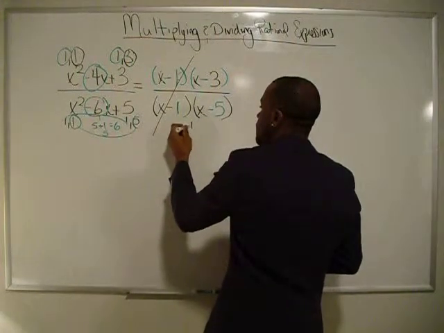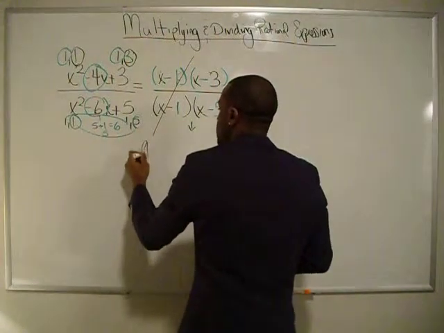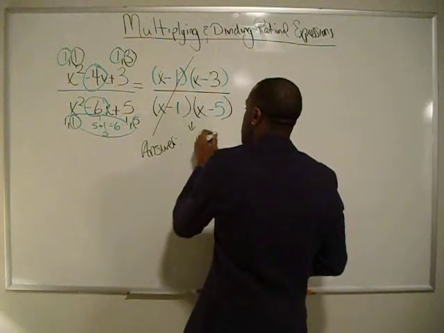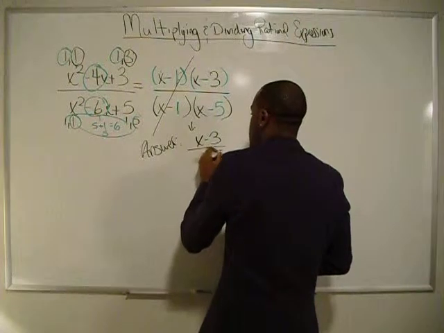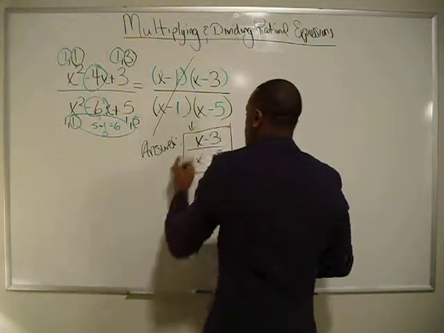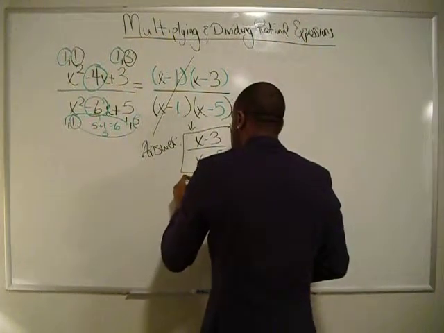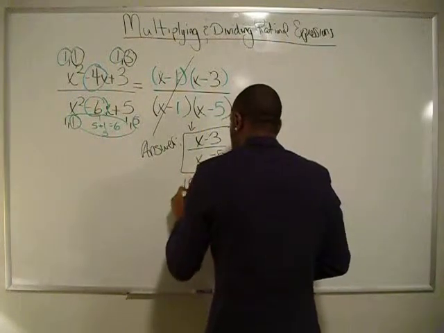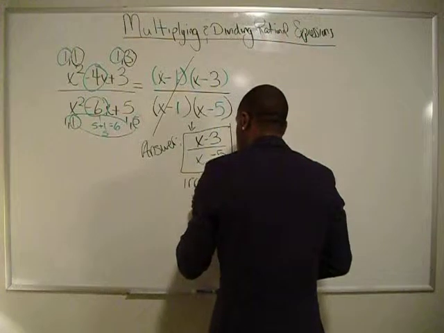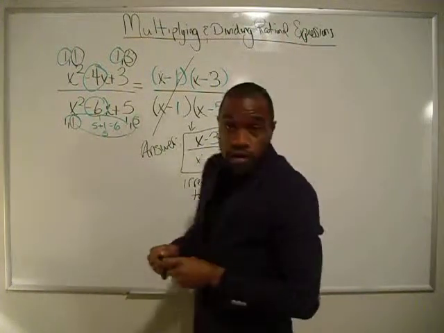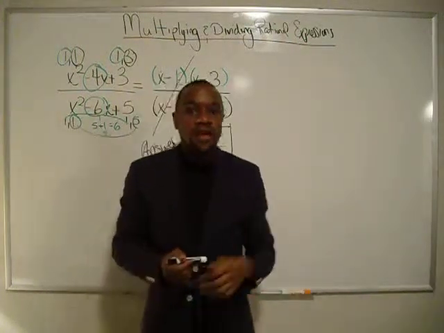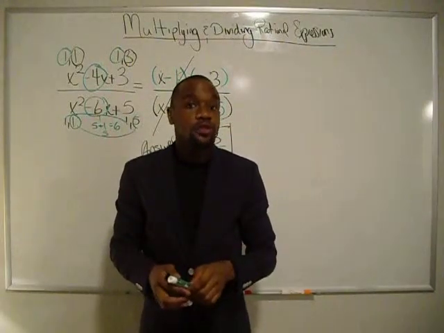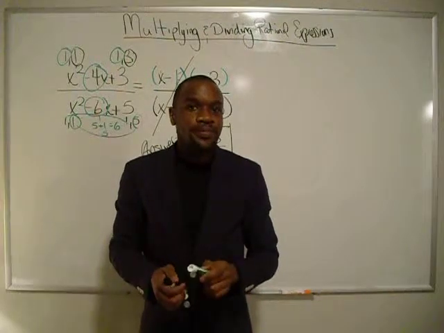What is left? Our final answer is going to be x minus 3 over x minus 5. This, my friends, is irreducible terms. Your answer is complete. This is how you do rational expressions on the division side. We will do another example in a second.